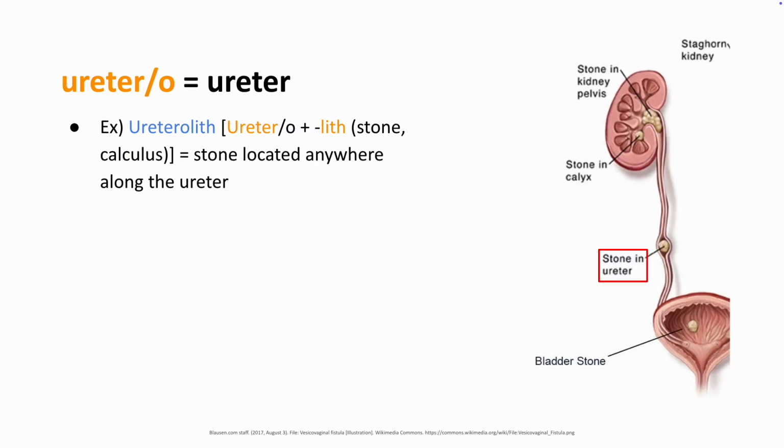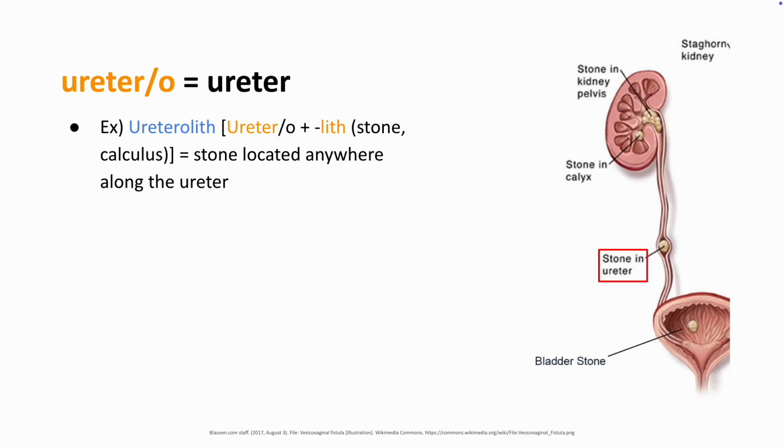Uretero is a combining form that means ureter. So the ureter is the tube that connects from the kidney to the bladder. So ureterolith is one example. Uretero plus the suffix that means stone, lith.